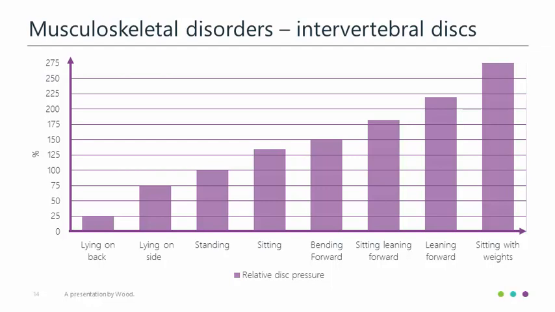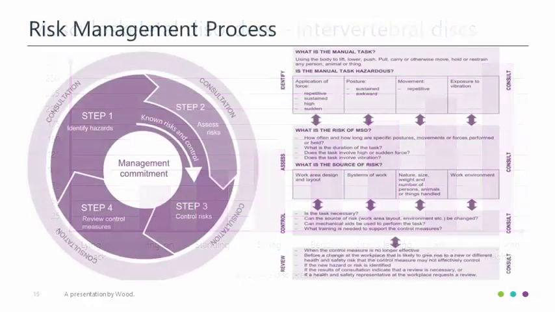However, before we can manage the hazardous manual tasks, we firstly need to identify those that have the potential to cause musculoskeletal disorders. This forms step 1 in the risk management process. The risk management process is a systematic process used to manage risks associated with hazardous manual tasks that have the potential to cause musculoskeletal disorders in the workplace, and this process must incorporate consultation with your workforce.